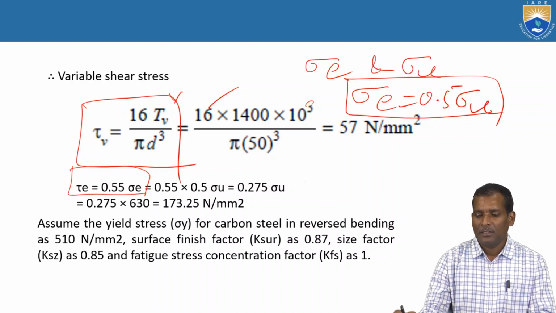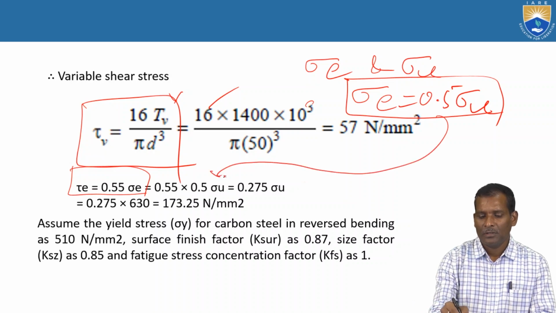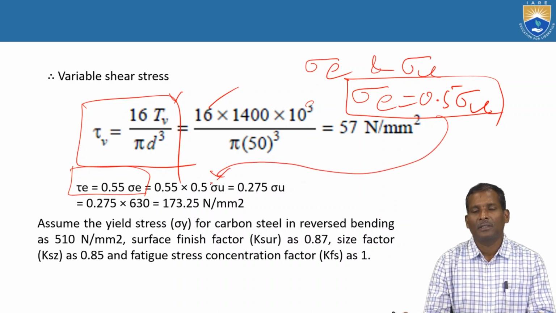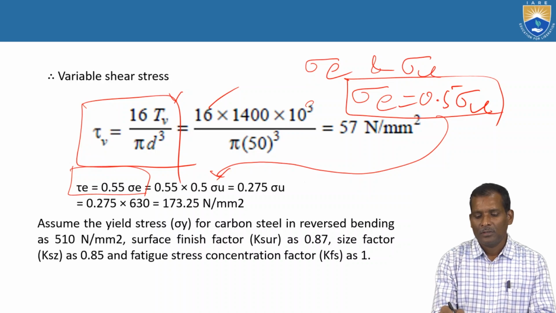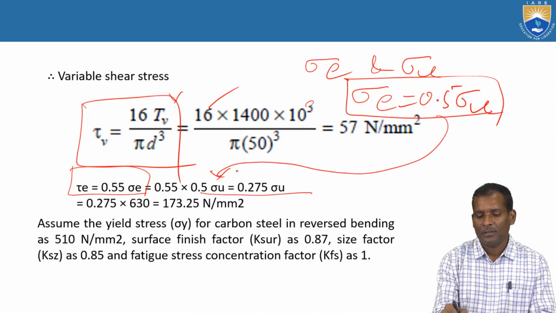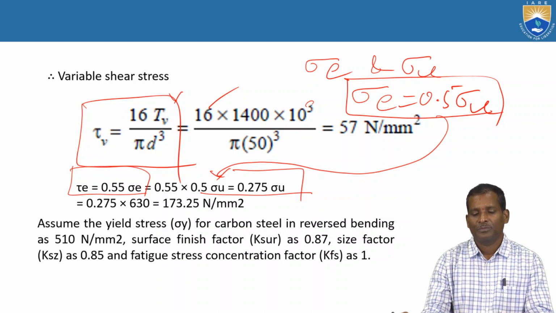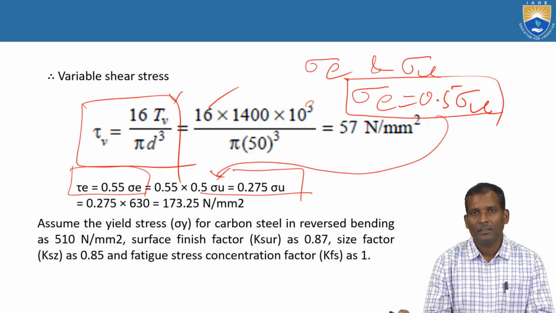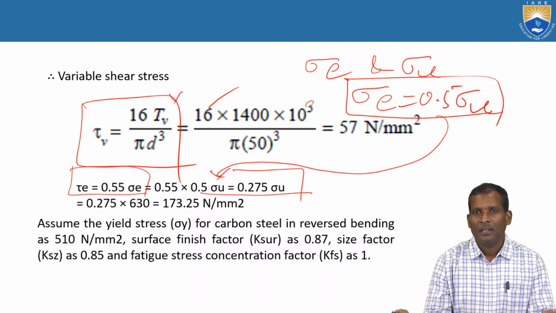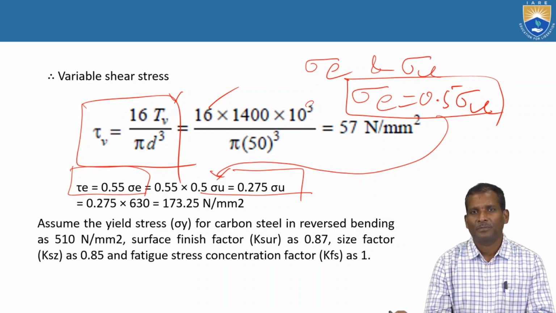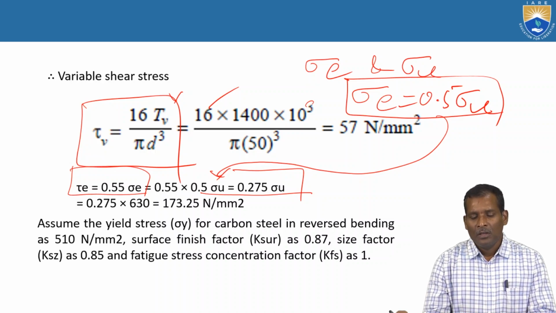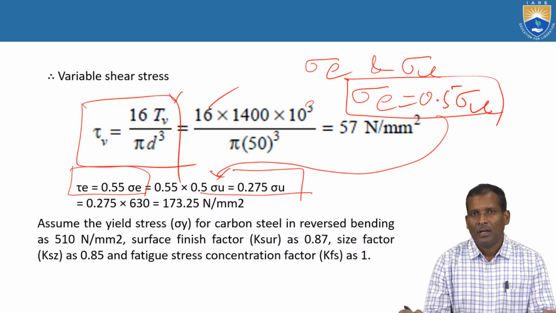So substitute this relation in this sigma E. So finally you may get 0.275 sigma U. So the shear endurance limit is equal to 0.275 times the ultimate strength. Now assume other stresses and other factors.